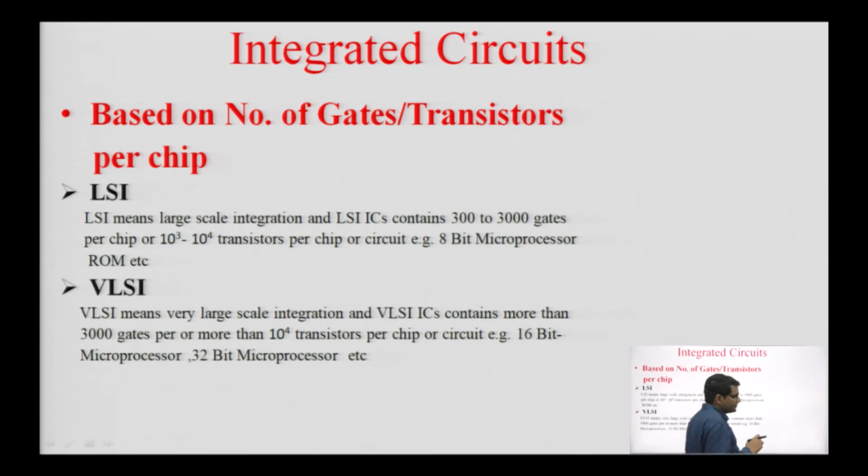Now, the next and most important type of integrated circuit is VLSI. VLSI means very large scale integration, and a VLSI circuit contains more than 3000 gates per chip or more than 10,000 transistors per chip. Examples of VLSI circuits are the 16-bit and 32-bit microprocessors. The 16-bit microprocessor is popularly known as the IC 8086. 8086 is an example of a VLSI circuit.